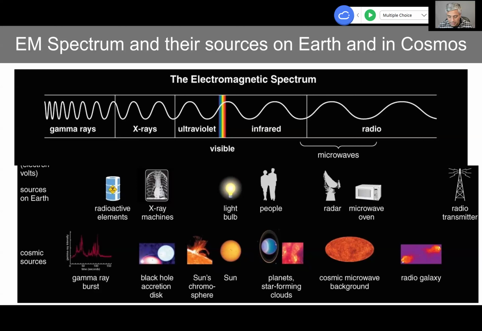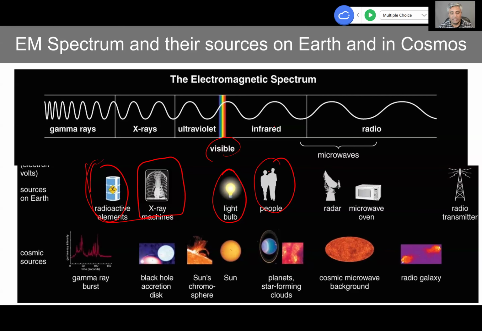So these are different spectra. Gamma rays are generated through radioactive material. Here in the lab you can generate X-rays using machines. A light bulb generates visible light, and infrared comes from our body. The heat, the hotness of our body, generates infrared radiation.